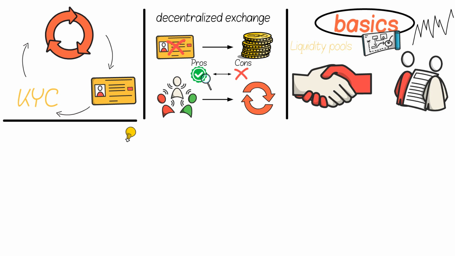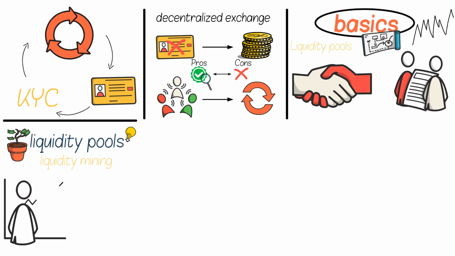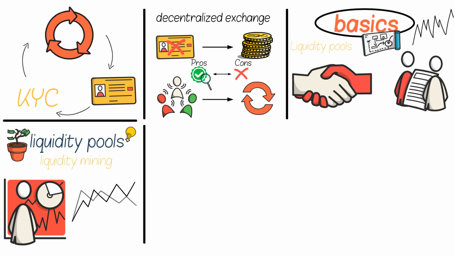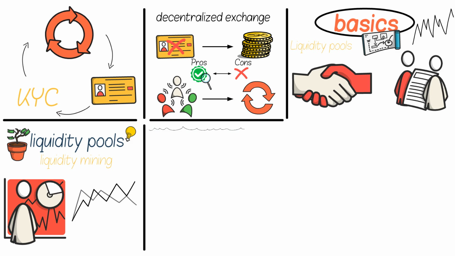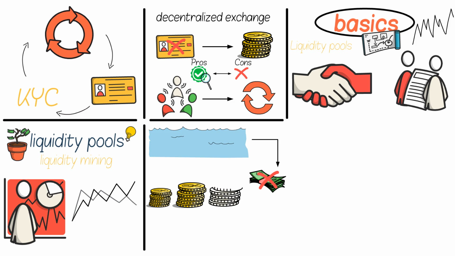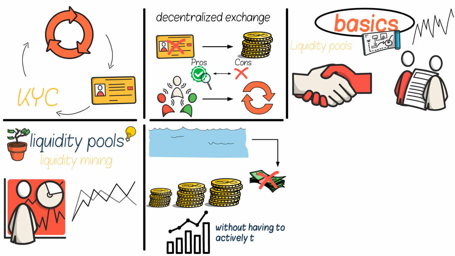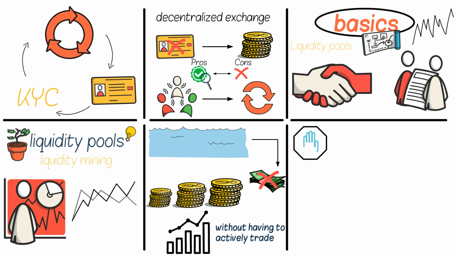Another thing that you should know about liquidity pools is that they can be used to earn passive income. This is done through a process called liquidity mining. In liquidity mining, users can provide liquidity to the pool in exchange for a portion of the fees that are generated from trading. Using the example of the swimming pool, it would be like adding water to the pool in exchange for a cut of the entrance fees. This is a great way to earn passive income because you can provide liquidity to the market without having to actively trade. There are, however, some risks.